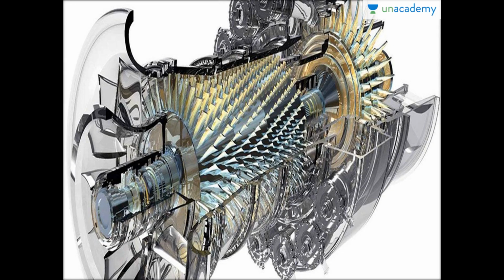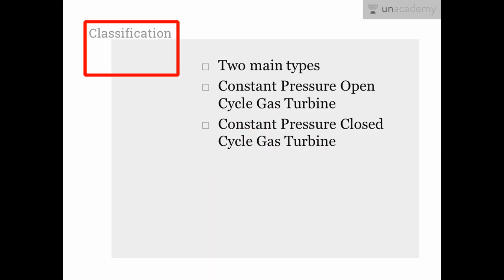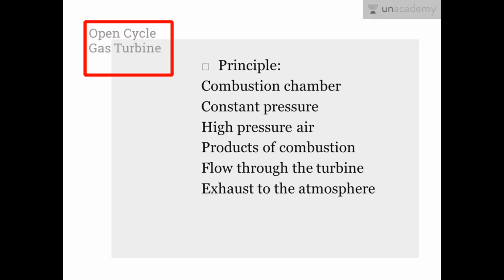So you can see this is a pictorial representation of the gas turbine. So this is how the gas turbine looks, the blades being very similar to the steam turbines. So the classification, there are two main types, namely the constant pressure open cycle gas turbine and the constant pressure closed cycle gas turbine. And also nuclear gas turbines and explosion types, there are also other two varieties, but they don't come under the syllabus of the engineering curriculum, so they have left it. So let's start with the open cycle gas turbine.